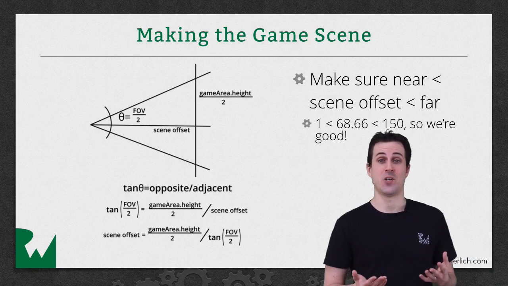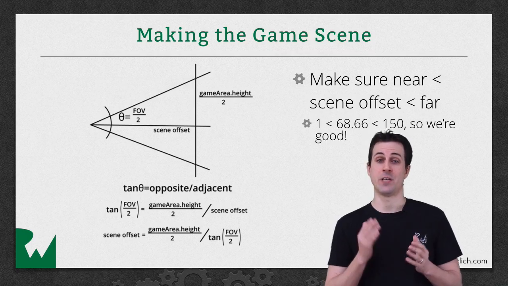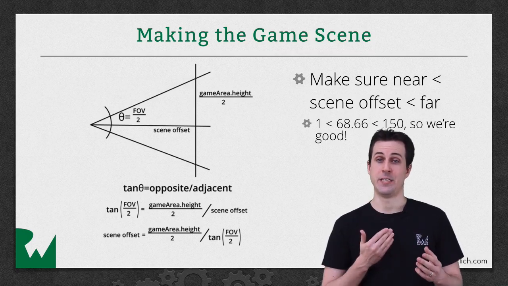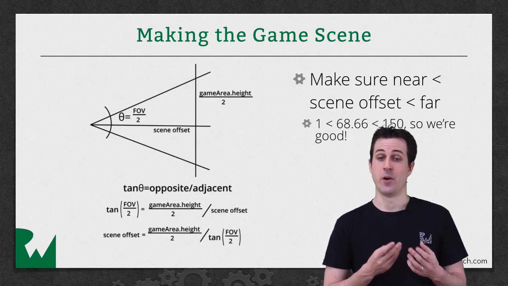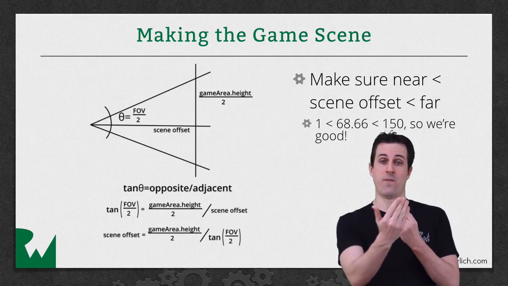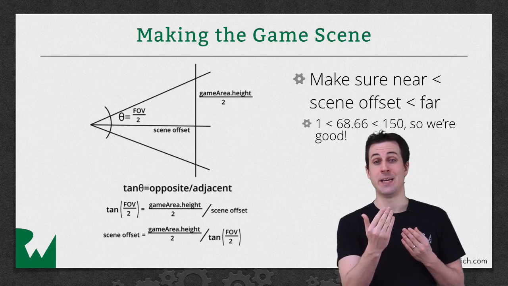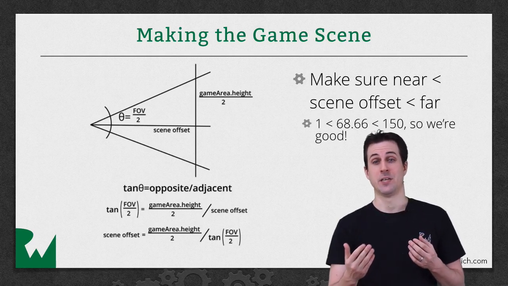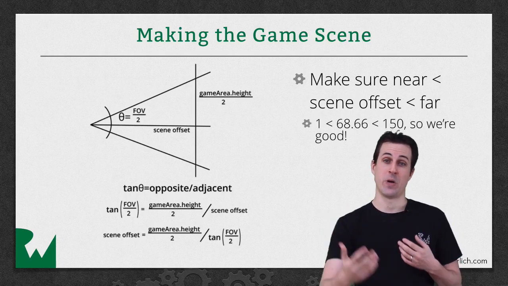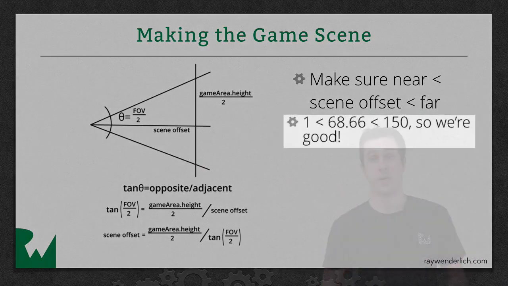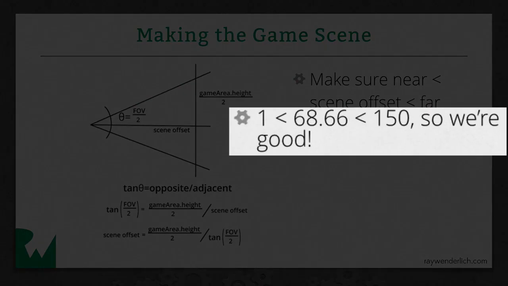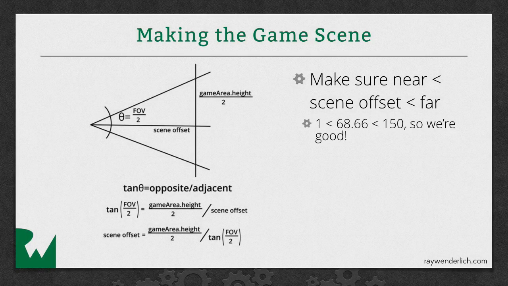The only last gotcha we have to keep in mind is that when we're setting up our projection matrix, we need to make sure that that result, that 68.66, which is how far back everything's going to be in our game, is between the near and the far planes. Because if it's in front of the near plane or further away than the far plane, it won't be visible. But we're going to set up our near plane to be 1 and our far plane to be 150, so that's no problem. It'll just show up in there perfectly.